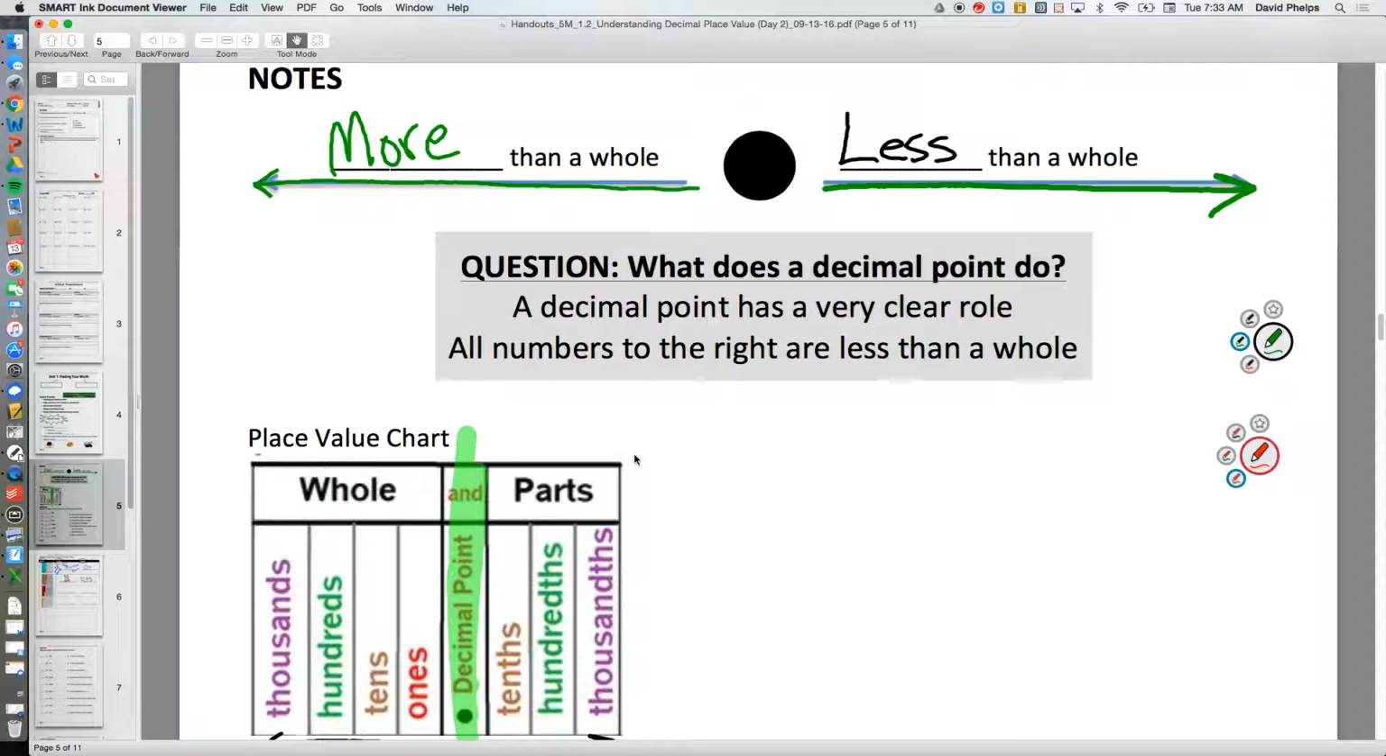Now, if you ever asked, what does a decimal point do? In fact, Mr. Phelps might ask that at some point during class today. You can respond with this little rhyme. A decimal point has a very clear role. All numbers to the right are less than a whole. Underline to the right and underline less than a whole. Those are the key things here.